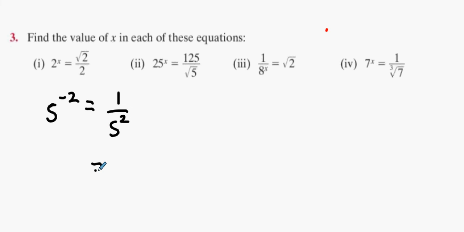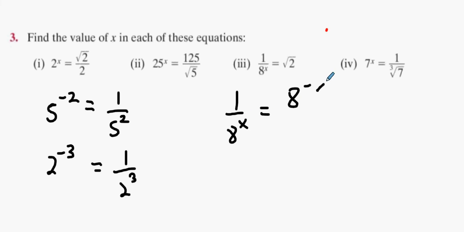If I said 1 over 2 to the power of 3, what would you tell me? 2 to the power minus 3. If I said 1 over 8 to the power of x, what would you tell me? 8 to the power of minus x. Does everybody see the logic there? Okay. Next thing. What is root 2?